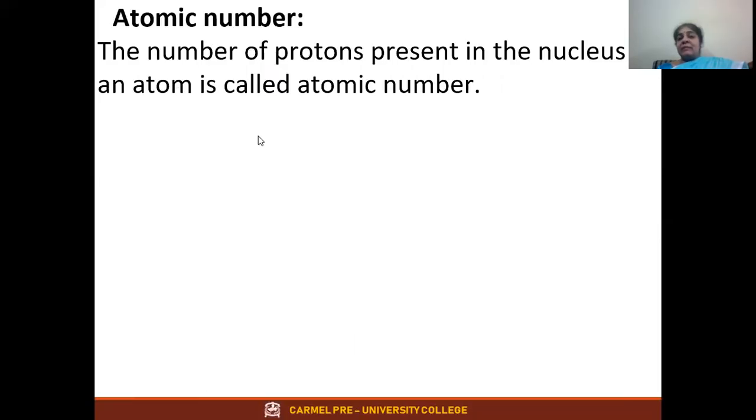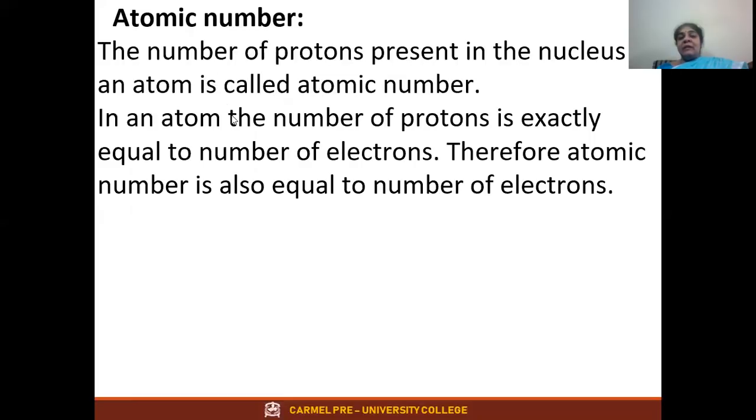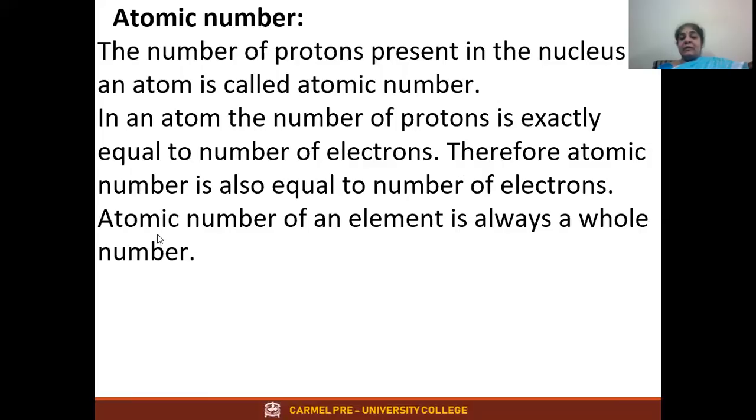What is atomic number? The number of protons present in the nucleus of an atom is called atomic number. In an atom, the number of protons is exactly equal to the number of electrons. Proton number and electron number is the same. Therefore, atomic number is equal to the number of electrons.